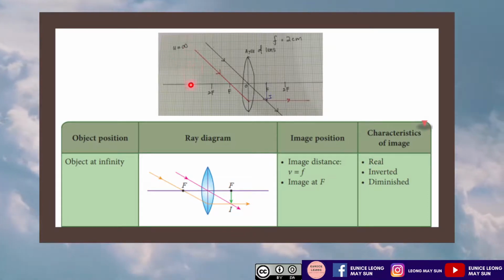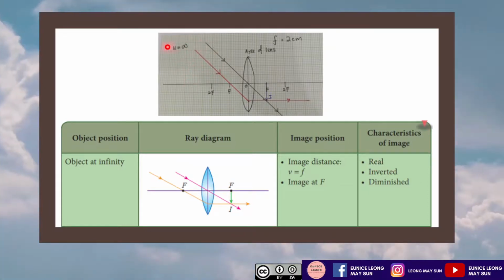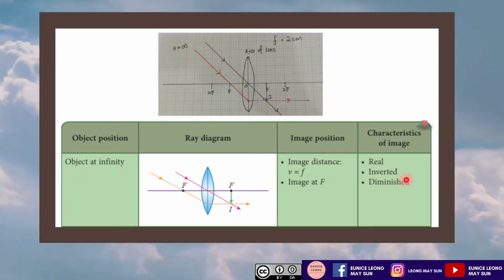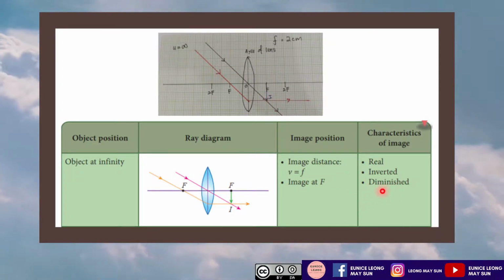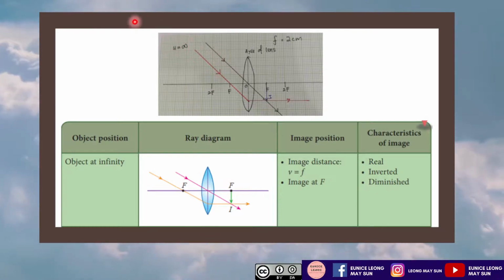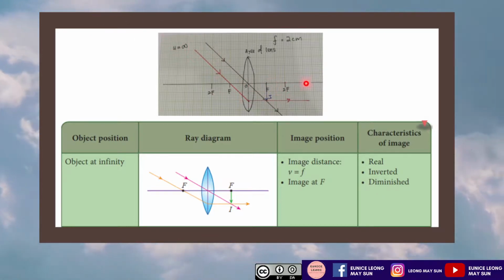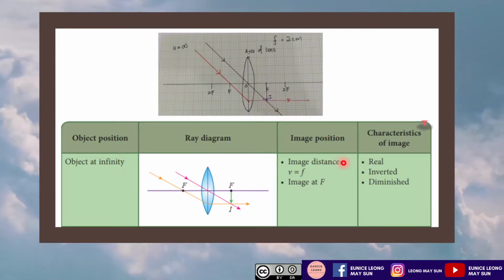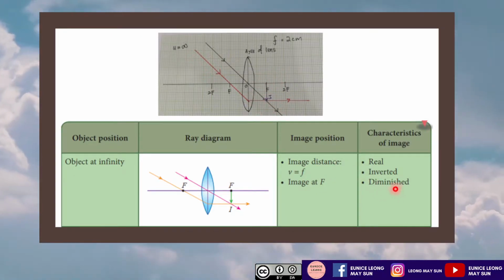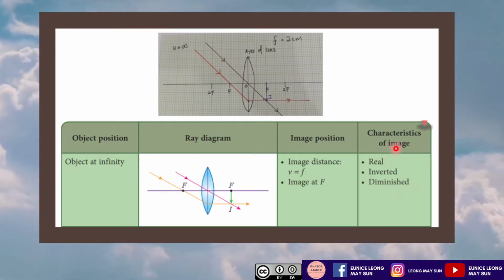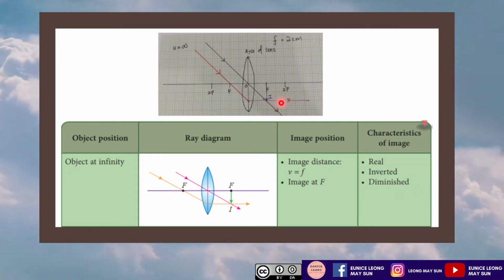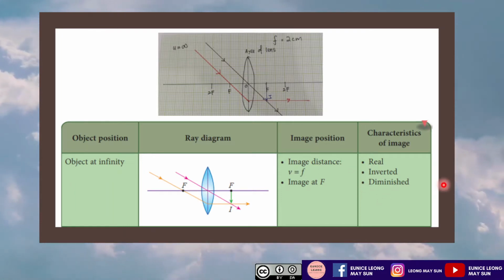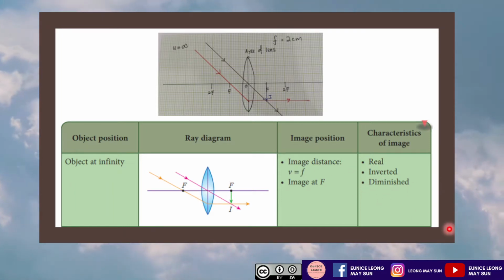Initially the object is pointing at the top. Now the image is pointing to the bottom, so that is what we call inverted. And lastly, because the object is at infinity, for example the stars, when the image is formed it is reduced in size, and we use the word diminished. So the characteristics of this image are real, inverted, and diminished. This is for the first part. I'm going to pause this for a while.